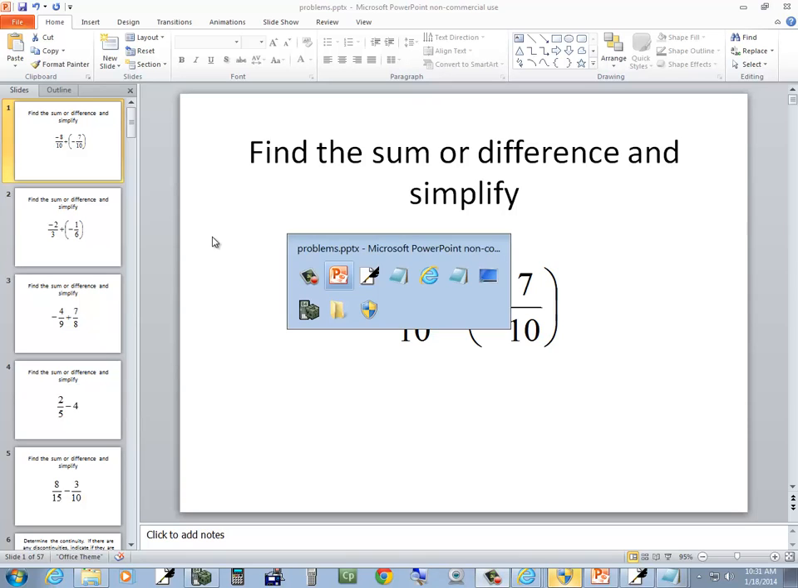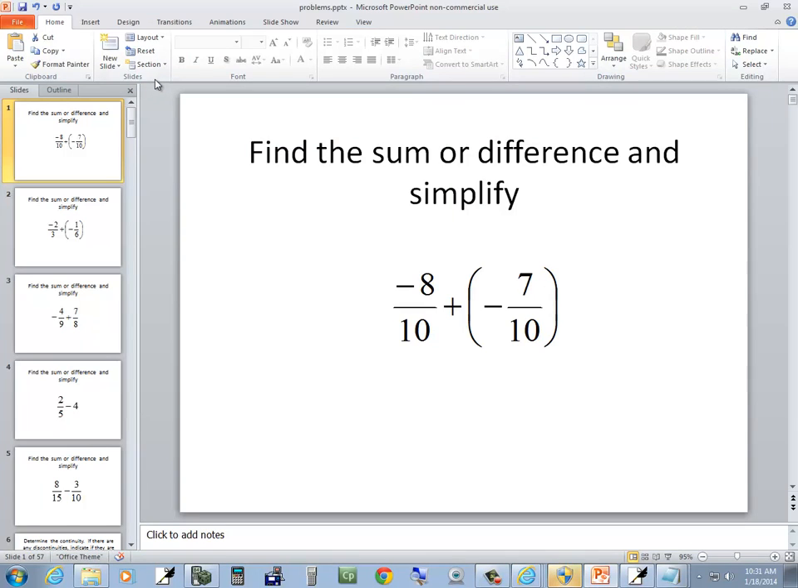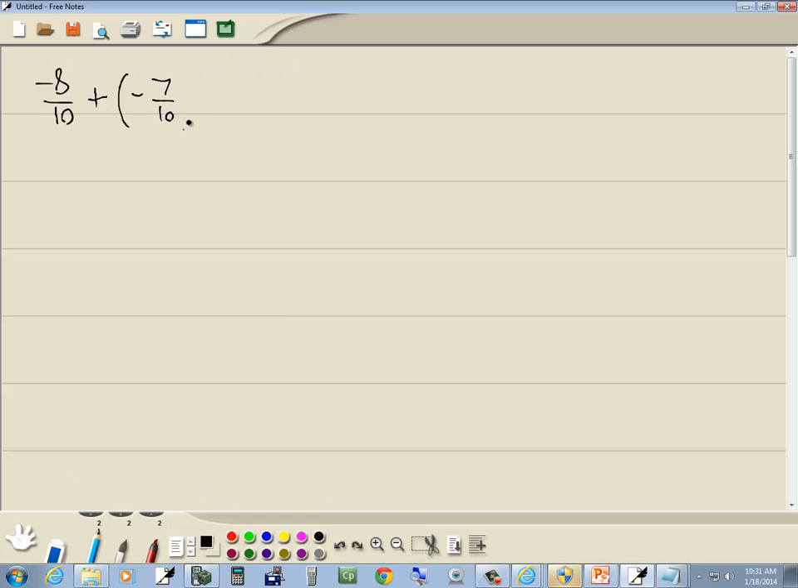Let's take a look at this problem. We've got negative 8/10 plus parentheses negative 7/10. First thing I notice here, I can use one of my shortcuts. Plus parentheses minus becomes a minus. So we got minus 8/10 minus 7/10.